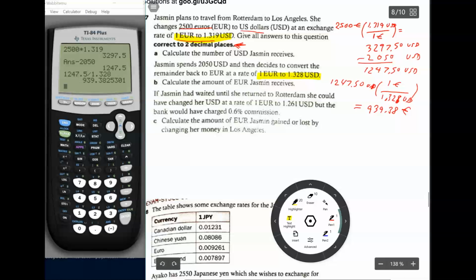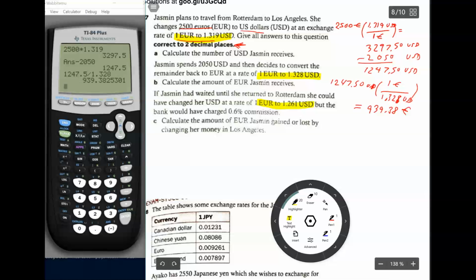If Jasmine had waited until she returned to Rotterdam, she could have changed her US dollars at this other rate, 1 euro to 1.261 US dollars. But the bank would have charged her a 0.6% commission. Calculate the amount of euros that Jasmine gained or lost by changing her money in Los Angeles.